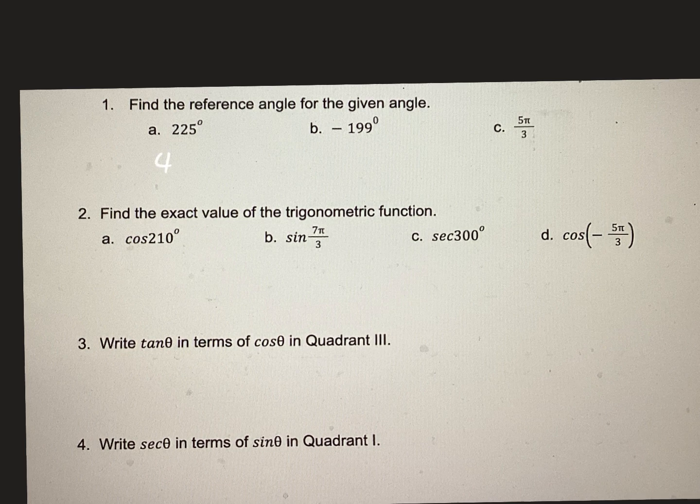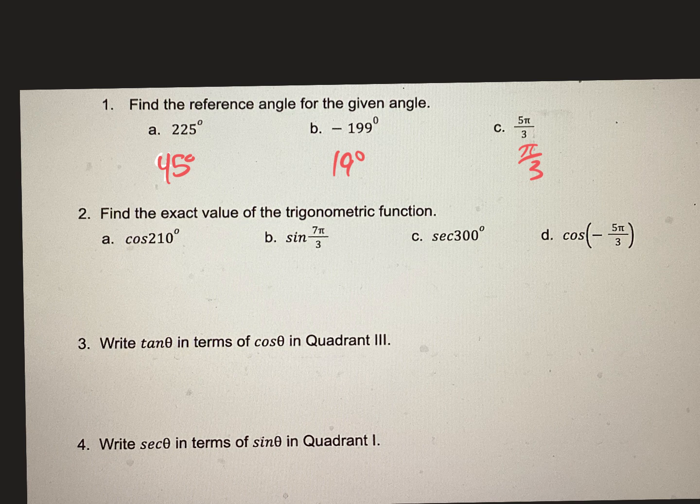Well, 225 is 45 degrees away from 180, so 45 degrees. Negative 199 would be 19 degrees away from negative 180, so it's 19. And remember, if it's a radian measure, where it's one of our famous ones that we know, you just drop the top, power 3. Number 2, find the exact value of the trig function.